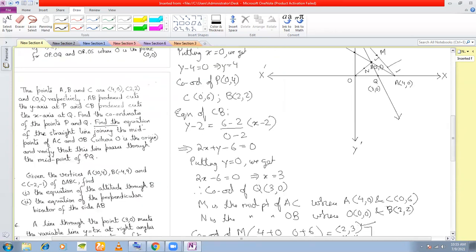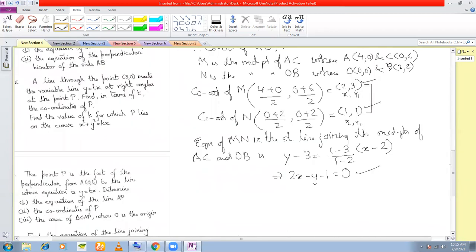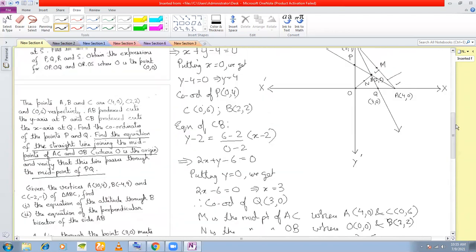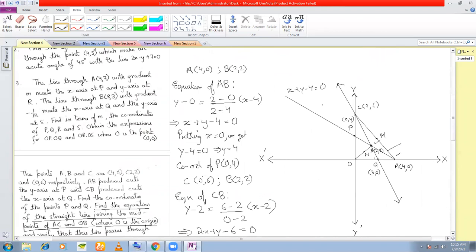That is this one. Find the equation of the straight line joining the midpoints of AC and OB, where O is the origin. Next, third part is verify that this line passes through the midpoint of PQ. Okay, midpoint of PQ. Which one is the midpoint of PQ? So you have P here and Q here. So join them. That means this straight line, MN, passes through the midpoint of PQ. That is what you have to show.